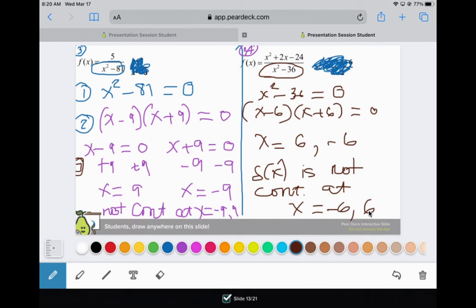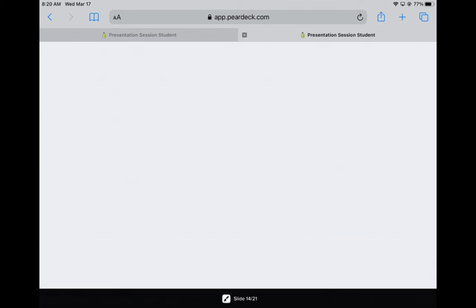And after we do this practice, we're going to talk about the types of discontinuity at these points in about 5 minutes. But right now, we just figure out at what point it's not going to be continuous. So this function is not continuous at negative 6 and 6. The number 3, this one right here, is not continuous at negative 9 and 9. Is this always the special function? No. So let's do practice.